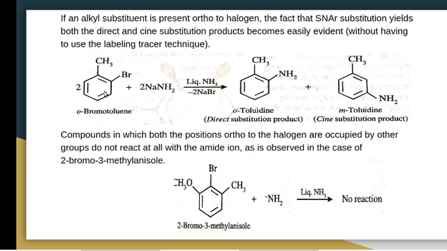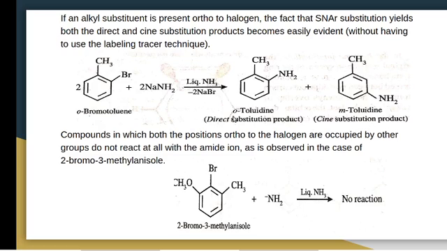So when this compound, that is ortho-bromotoluene, is treated with a nucleophile NH2 minus. Here the compound for providing the nucleophile is NaNH2, sodium amide. We can use potassium amide or any other strong nucleophile. In this case, we are using NaNH2 for providing NH2 minus, and the solvent is liquid ammonia. So we are getting two products. One is the direct substitution product and the other one is the cine substitution product.